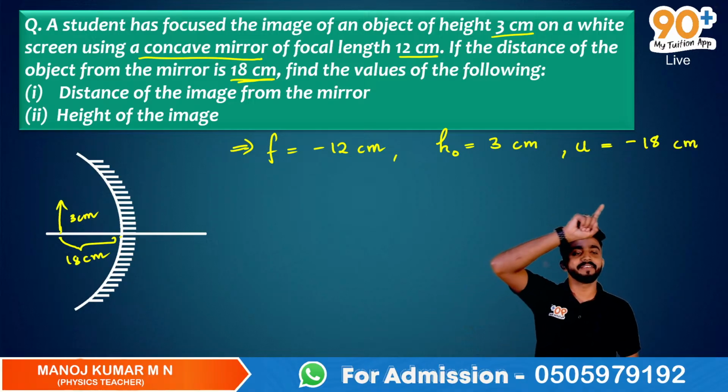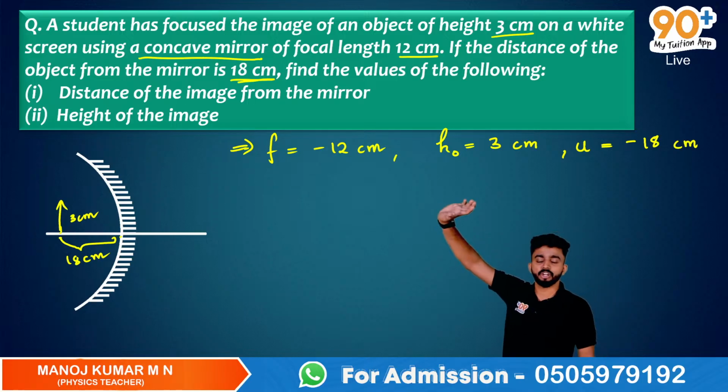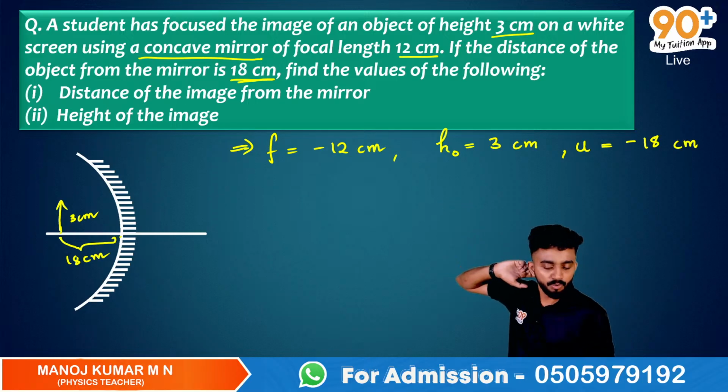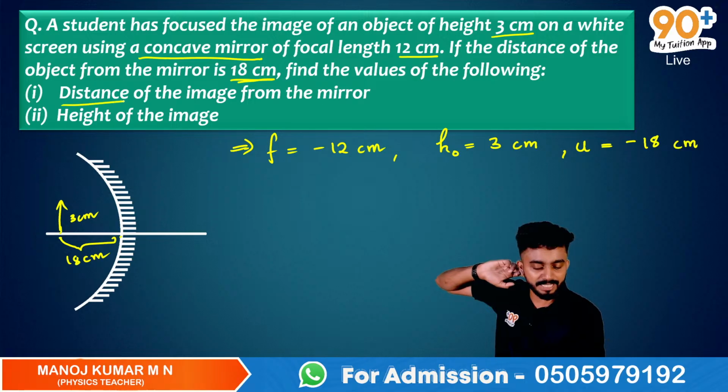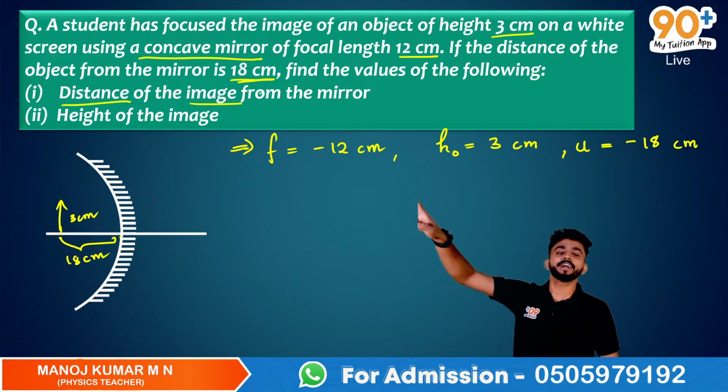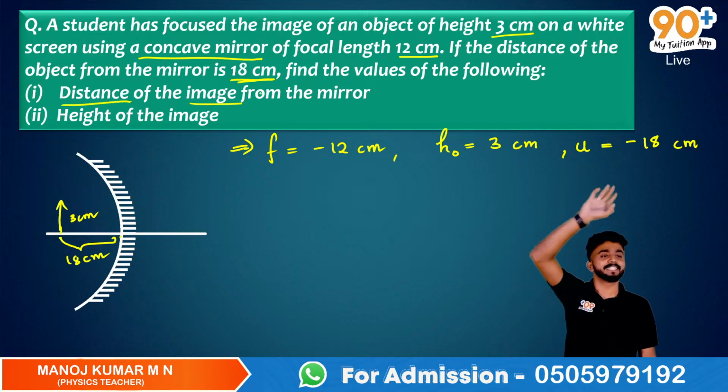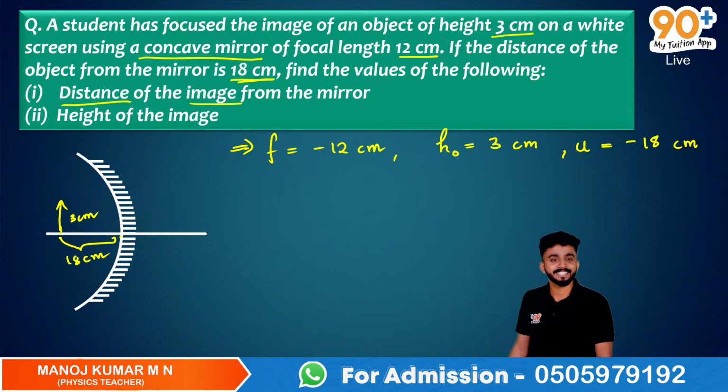So object distance is given, minus 18. Image distance is not given, that we have to find out, because we have to find the value of the following. That is the first one, distance of the image from the mirror. So focal length is given, object distance is given. So can we find out the image distance of a mirror?